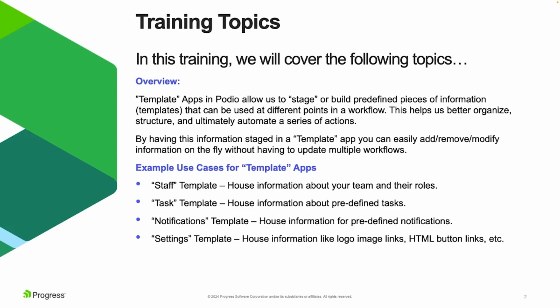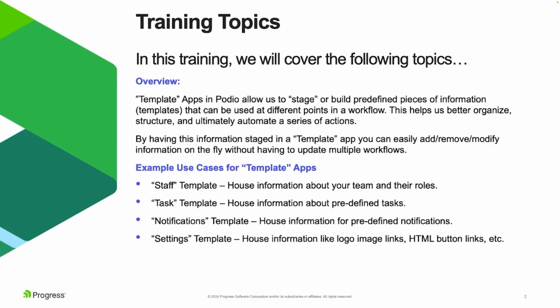So the nice thing about this, and you'll see in these examples, is that by housing this information in different template apps, it's really easy to add or remove or modify things on the fly inside of Podio without having to go to various workflows and make those updates. So if we look at the examples and use cases we've got below, let's talk about notifications. That might make the most sense to start.